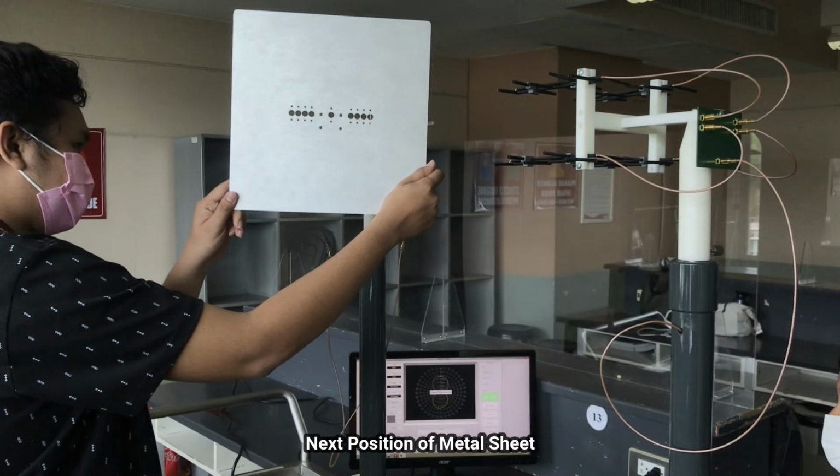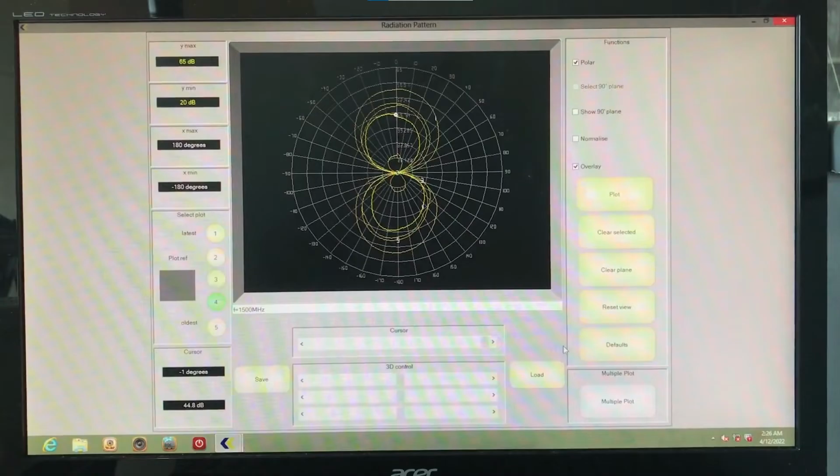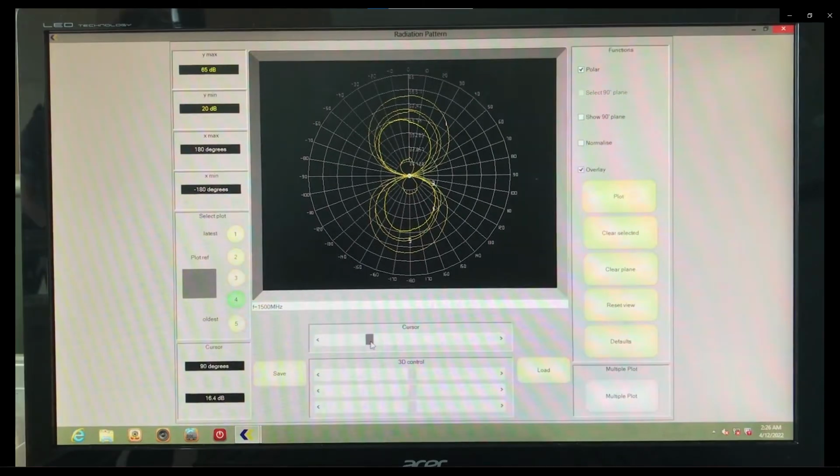In this setup, it shows the setup with the metal sheet facing the generator tower at 45 degrees. Based on this result, at 0 to 1 degrees the signal is around 44.8 decibels, while at 90 degrees the signal is around 16.4 decibels.